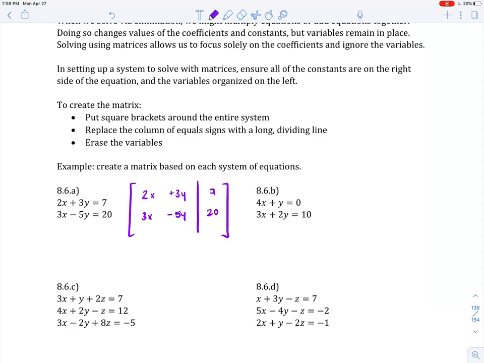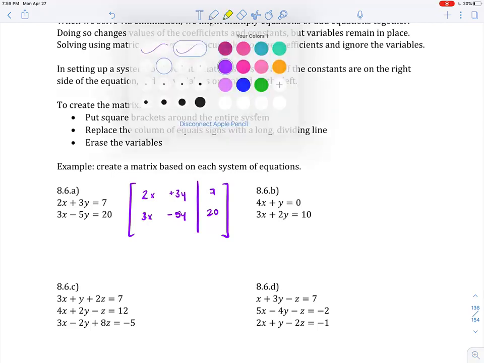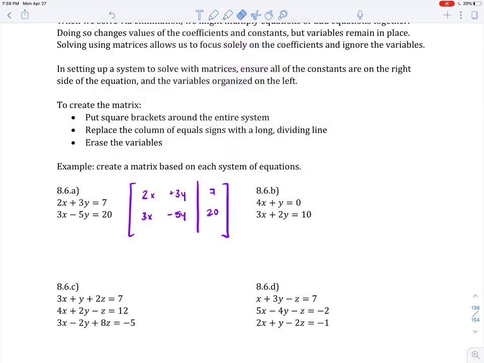So this is what we would normally do, but now we have the square brackets. When we're talking about matrices, we are getting rid of those equal signs and just replacing it with this long dividing line. So it divides my left-hand side with my right-hand side. We are also not including any of our variables. So no x, no y. And if there's a plus in there, we don't have to include the plus because that is automatically assumed. So this is how we would make our matrix for this system of equations.